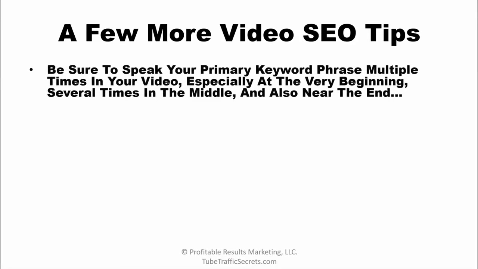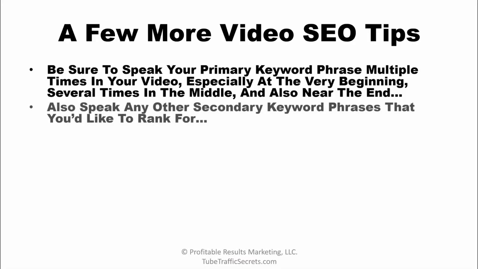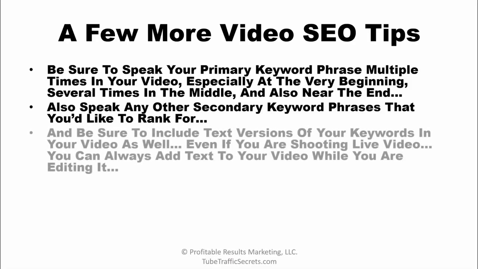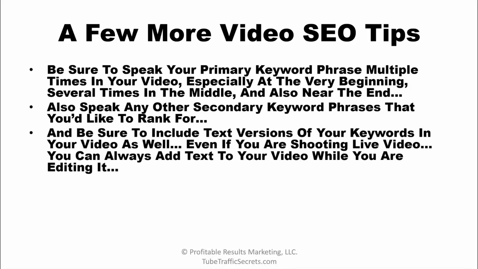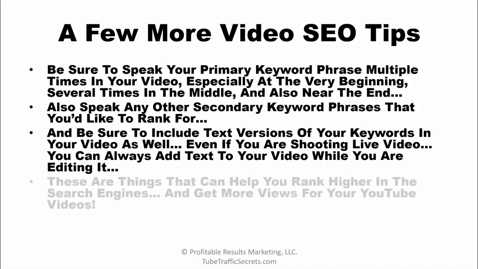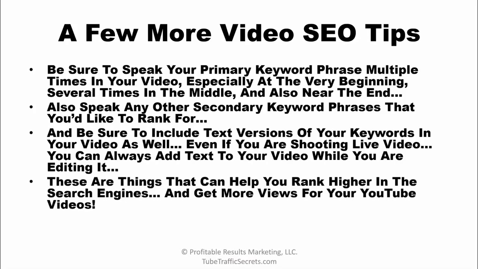Make sure that you speak your primary keyword phrase multiple times in your video, especially at the very beginning, several times in the middle, and also near the end. You also want to make sure that you speak any other secondary keyword phrases that you'd like to rank for. And be sure to include text versions of your keywords in the video itself. Even if you're shooting live video or a talking head video, you can always go back later and add the text to your video during the editing process. All of these things are designed to help you rank higher in the search engines and get more views for your YouTube videos.